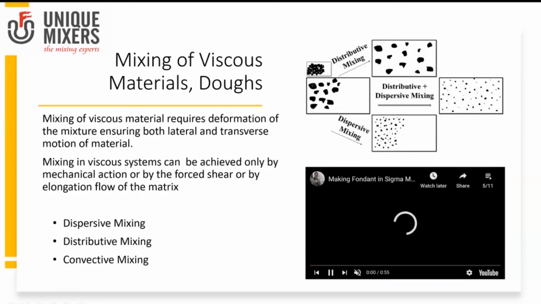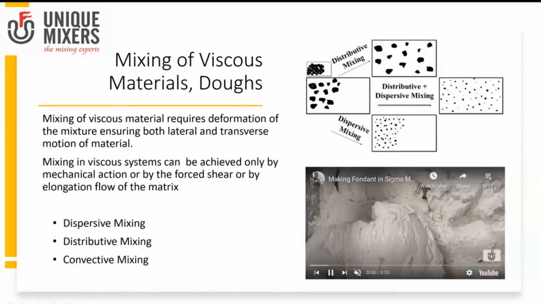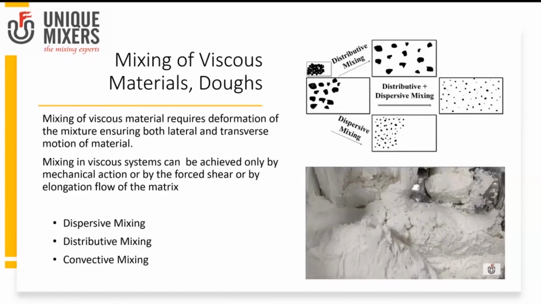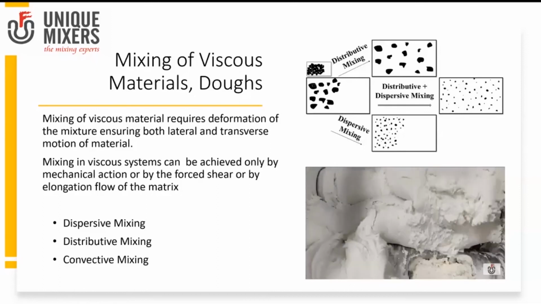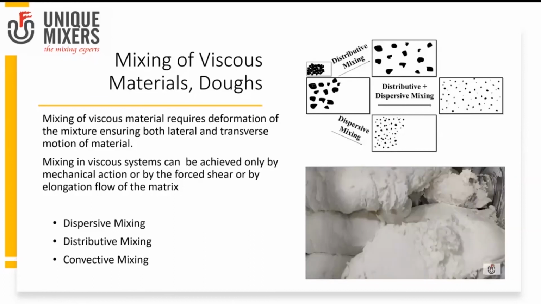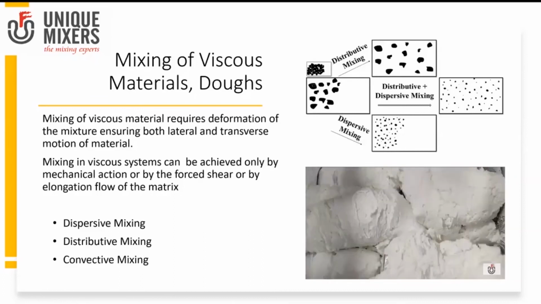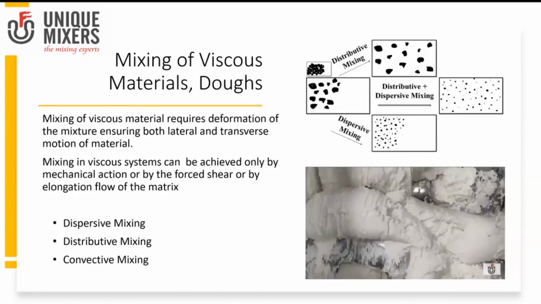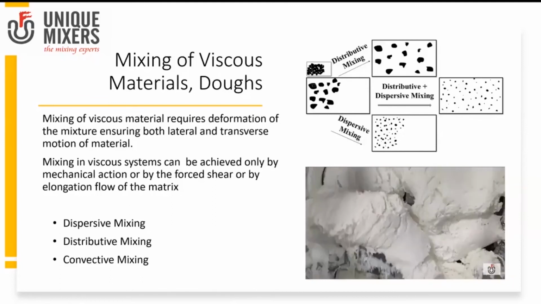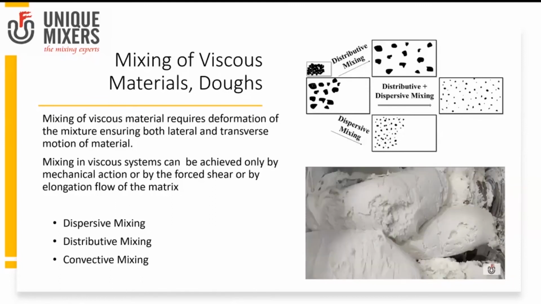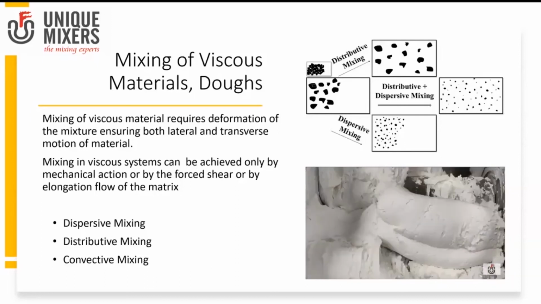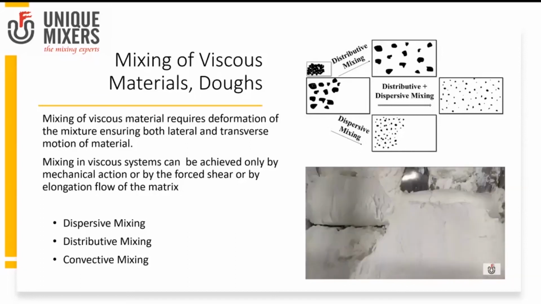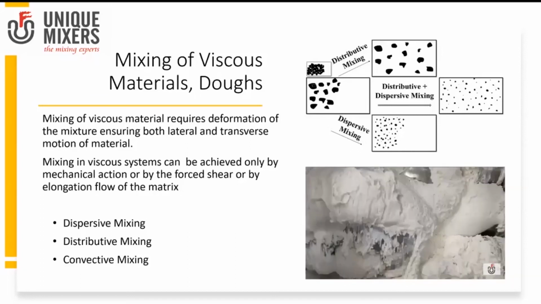Yeah, this is mixing of fondant in a sigma mixer. So again, very different from how you would have in the case of liquids and solids. Here there is kneading, there is dispersion, there is shear, and it is a combination of distributive mixing and dispersive mixing, which actually causes the material to mix. So mixing can only be achieved in such equipment by force shear or by elongation of matrix. There is a need to ensure that there is lateral and transverse motion of material.